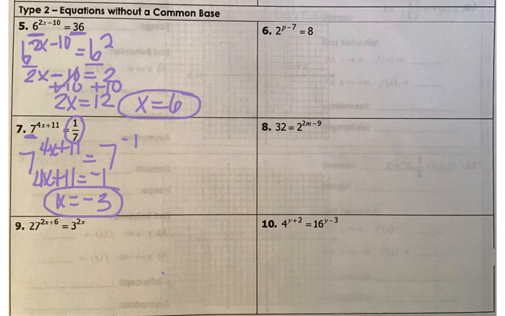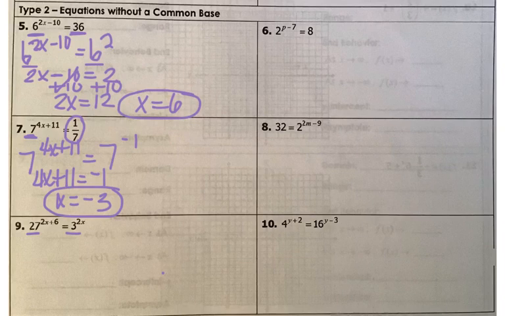Okay, so for number 9, we're going to look at our base of 27 and our base of 3. Again, normally one of them will kind of give you an idea of what you can use. Okay, so we have 3 as a base. Can you think of anything with 3 as a base that will give you 27? It's 3 to the third power.